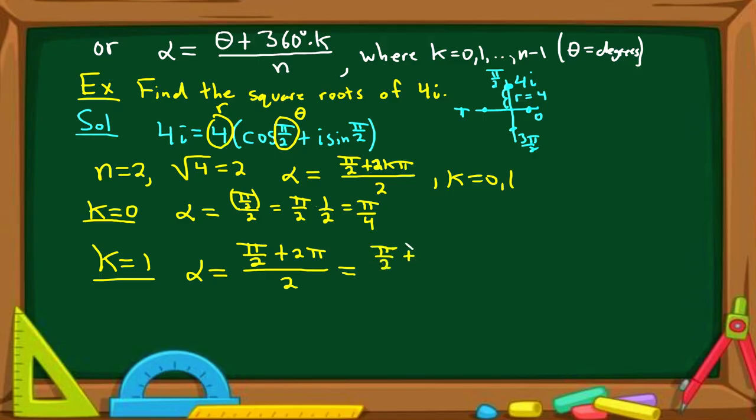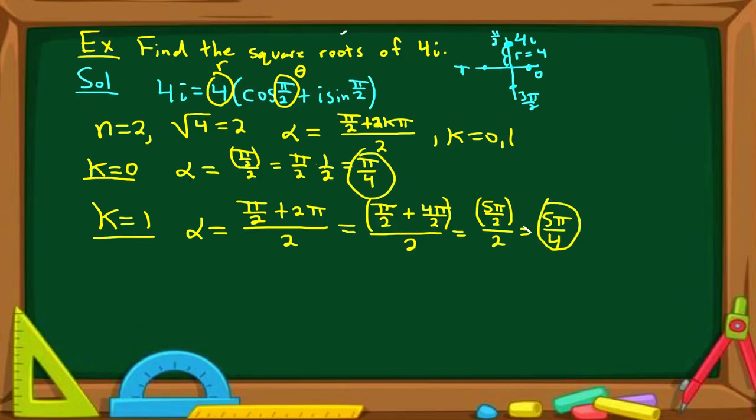So think of 2 pi as a number over 2. One way to do that would be 4 pi over 2, and that's over 2. Going a little fast here with the adding of the fractions. Pi over 2 plus 4 pi over 2 is 5 pi over 2. And all of that's over 2. 5 pi over 2 divided by 2 is the same thing as 5 pi over 2 times 1/2. That's 5 pi over 4. So those are our two angles, pi over 4 and 5 pi over 4.